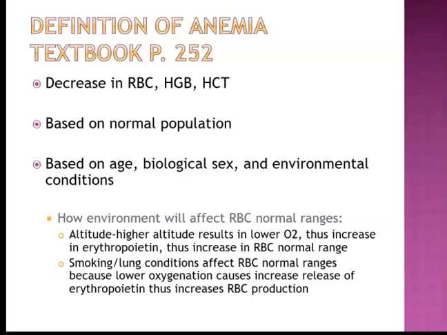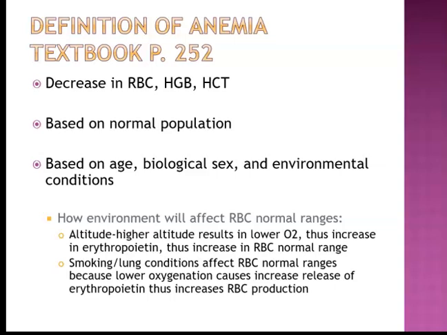Our normal ranges for our red blood cell count, hemoglobin, and hematocrit are all based on a normal population, so a population that's not sick or diseased. So how many red blood cells did we say are in the normal range for a normal human? Remember, we said they have about 4 to 6 million red blood cells per microliter. Also, normal ranges are based on the age of people, their biological sex, and also different environmental conditions.